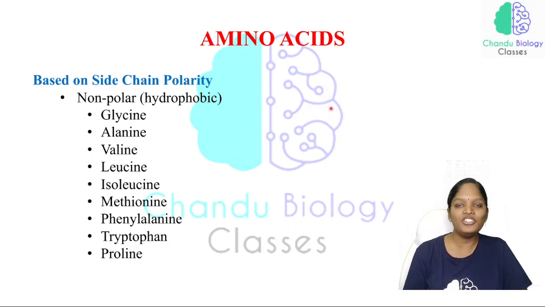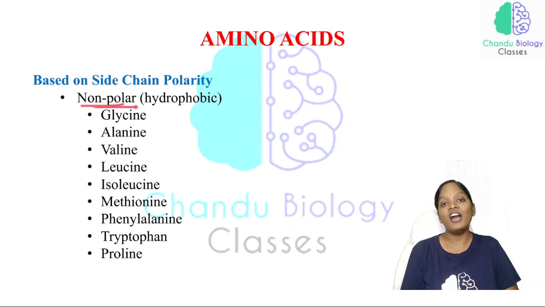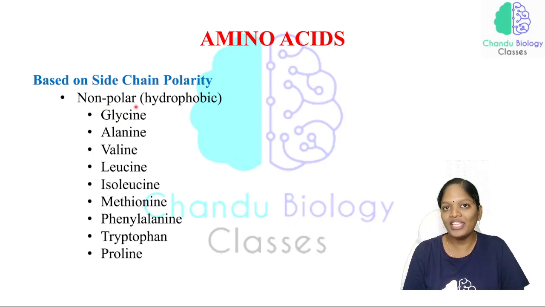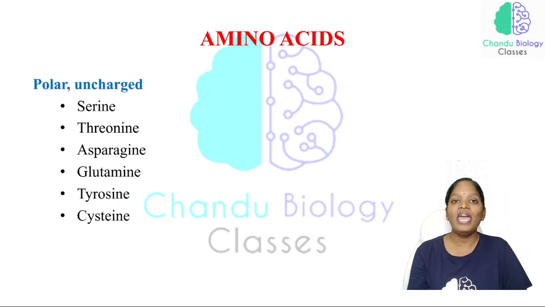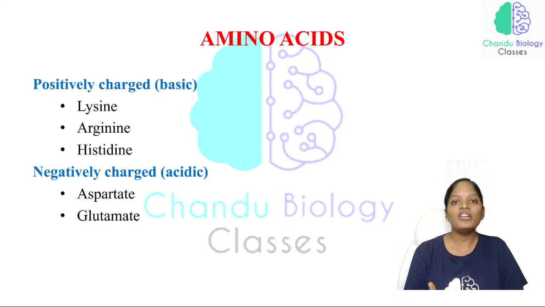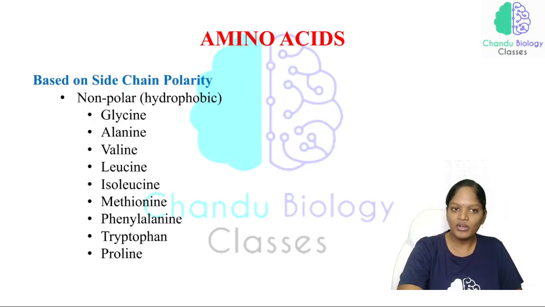But based on the property of the side chain, we categorize amino acids into different types. First, based on the side chain polarity, we can categorize amino acids into non-polar. Non-polar means they are water hating; not hydrophilic but hydrophobic. This is the first type based on the side chain polarity. The second type is polar but uncharged, and the third type is positively charged and negatively charged amino acids, that is, charged amino acids. We are going to discuss that.